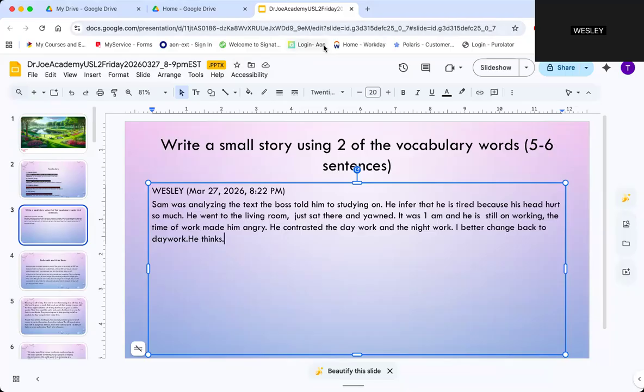Sam was analyzing the text the boss told him to studying on. He inferred that he's tired because his head hurt so much. He went to the living room, just sat there and yawned. It was 1 a.m. and he is still on working. The time off work made him angry. He contrasts the day work and the night work. I better change back to day work, he thinks.